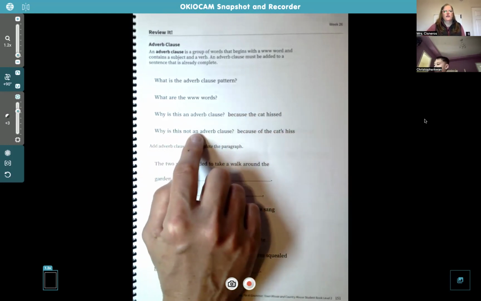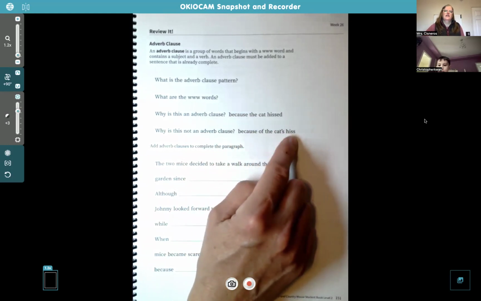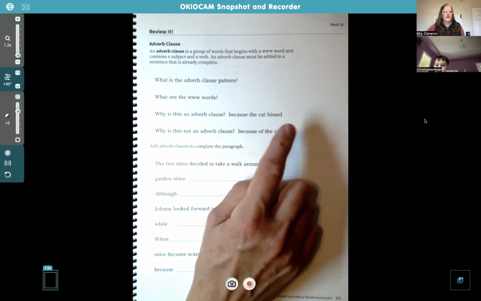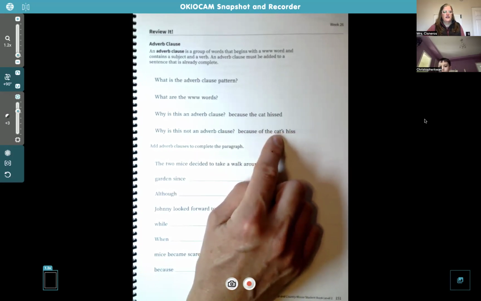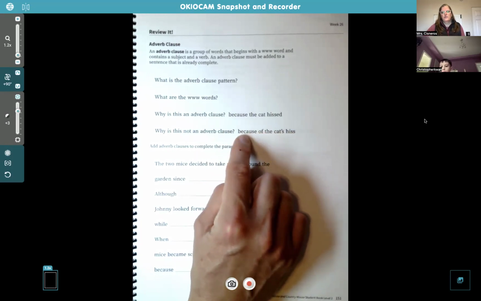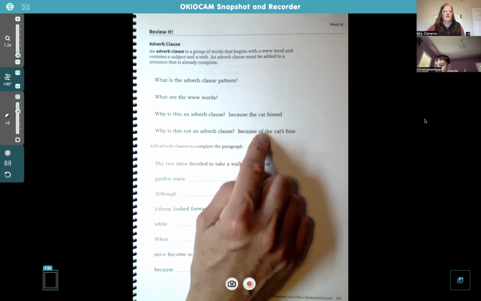Why is this one not an adverb clause? Because of the cat's hiss. There's no verb. Even though hiss could be a verb, the way it's written, that's actually a noun. The cat's hiss, it belongs to the cat. And anytime you put of next to the word because, and I've talked about this a lot in class, that changes it to a prepositional phrase. So because of is not an adverb clause.